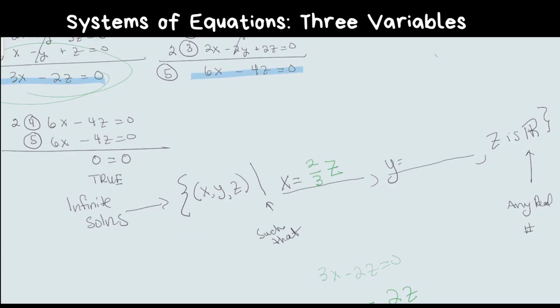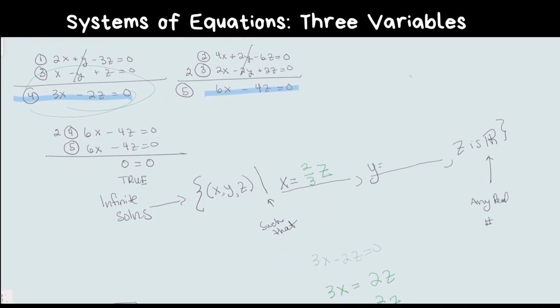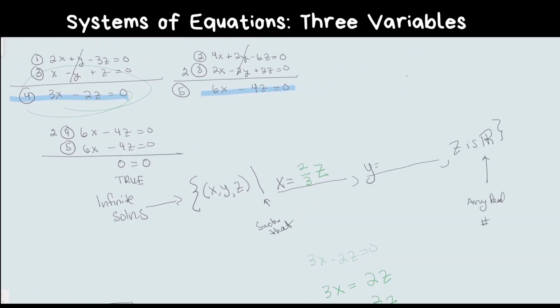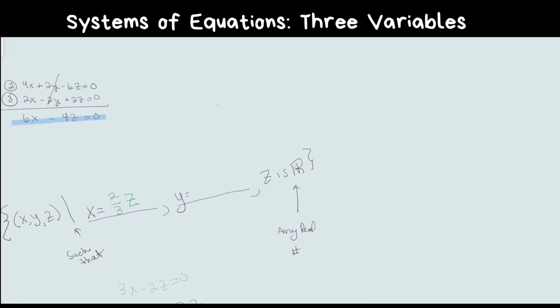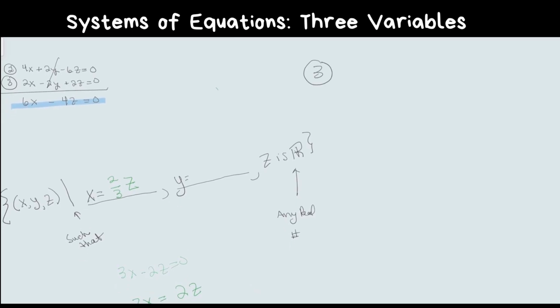Are there infinitely many of these groupings? Yes, but they're not just any willy-nilly number. There's a certain number for each one. Now I need to do the same thing for y. However, I have to go all the way back to one of the original equations. So let's go to the original number 3 equation. Original number 3 equation was x minus y plus z equals 0. And I'm trying to solve this thing for y.